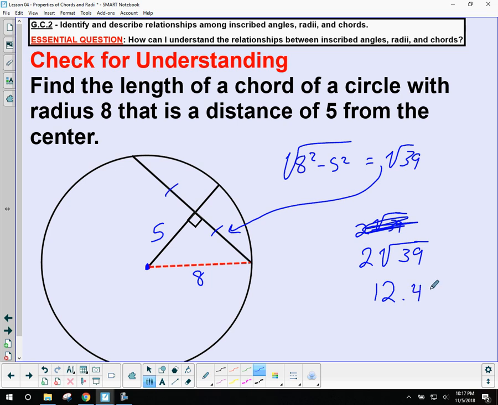Remember, if I want exact, I want this top number. If I want rounded to at least 2 decimal places, or the hundredths, I want that. So read the directions to find out. They didn't tell me, so I do what I want.